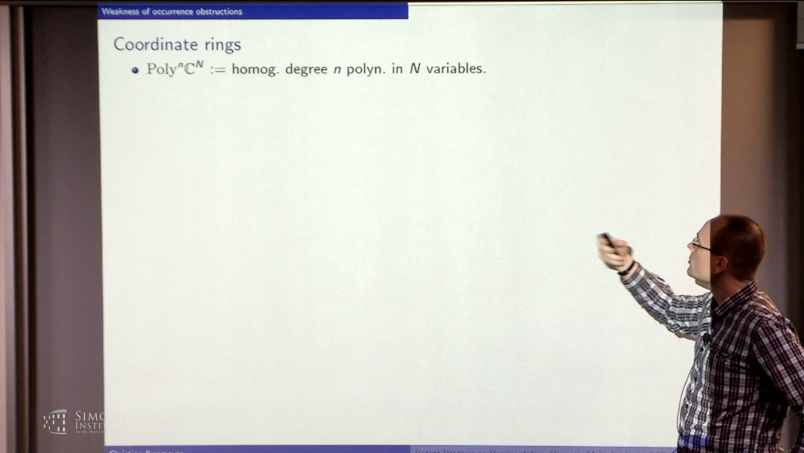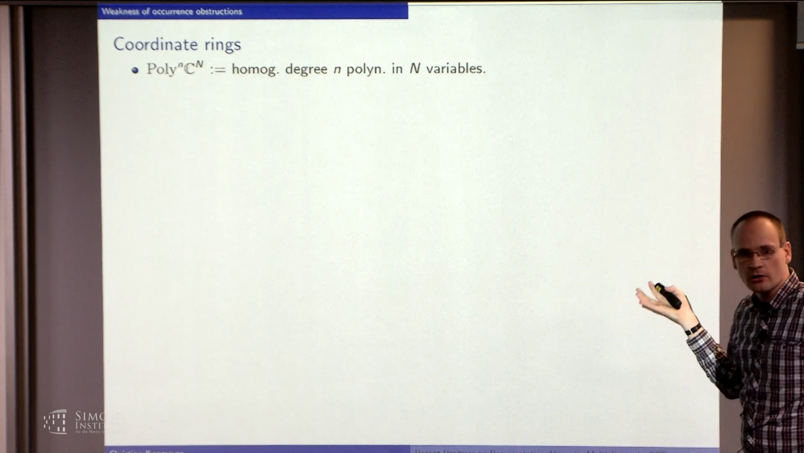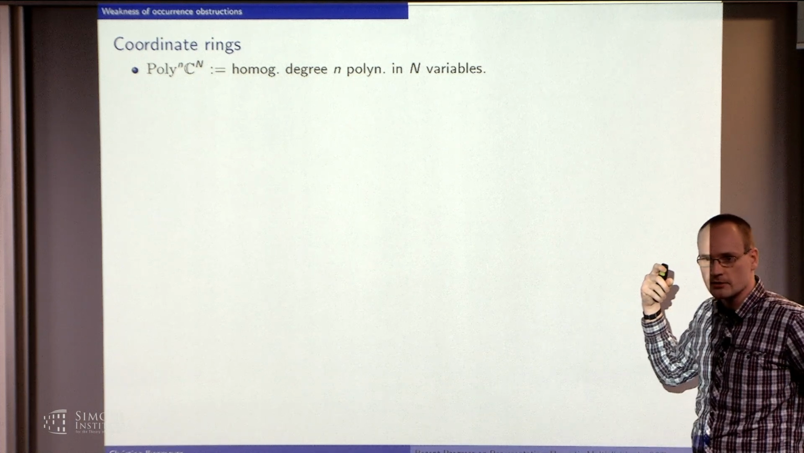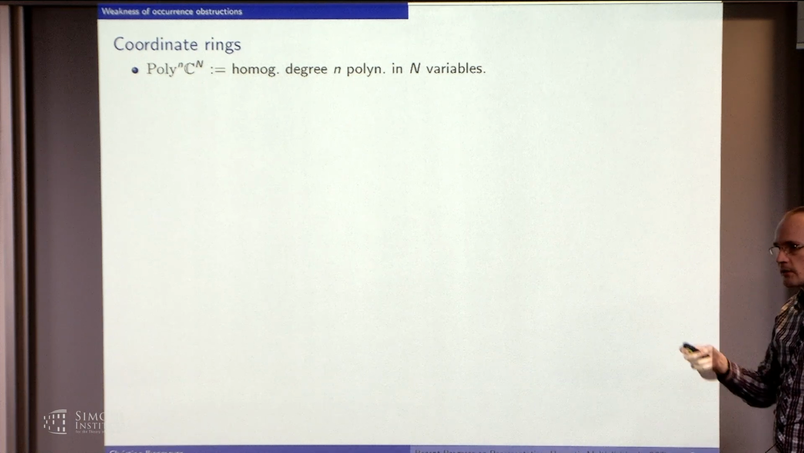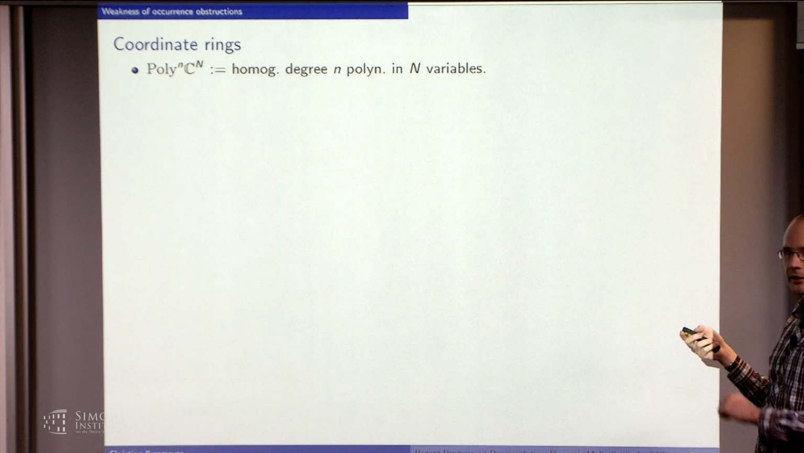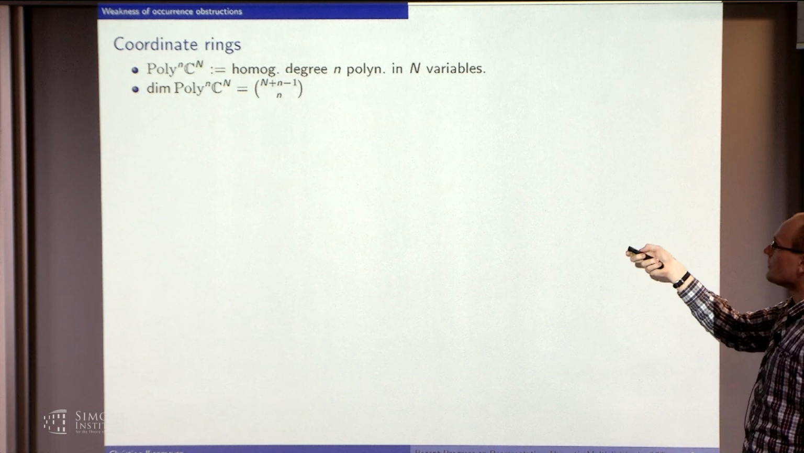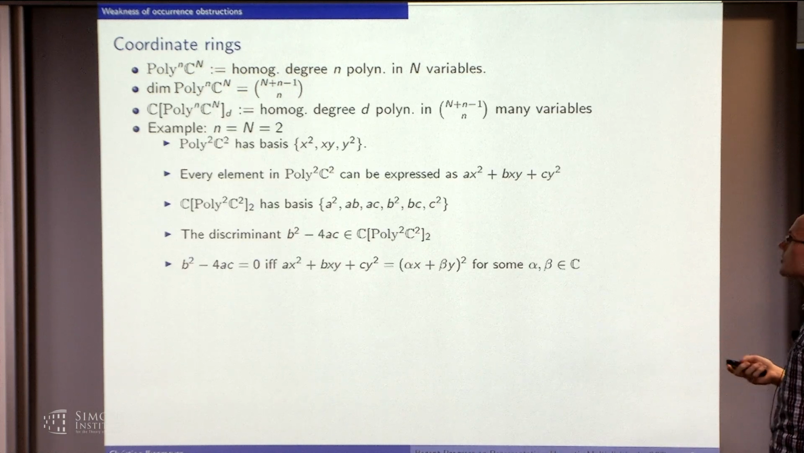Those are just homogeneous degree n polynomials in capital N variables. You can think of capital N as, say, little n squared, and then the determinant is in there. You think of the determinant, say its coefficient vector, as a point in this space, okay? And it lies in there. So it's just some finite dimensional vector space. This is its dimension here.